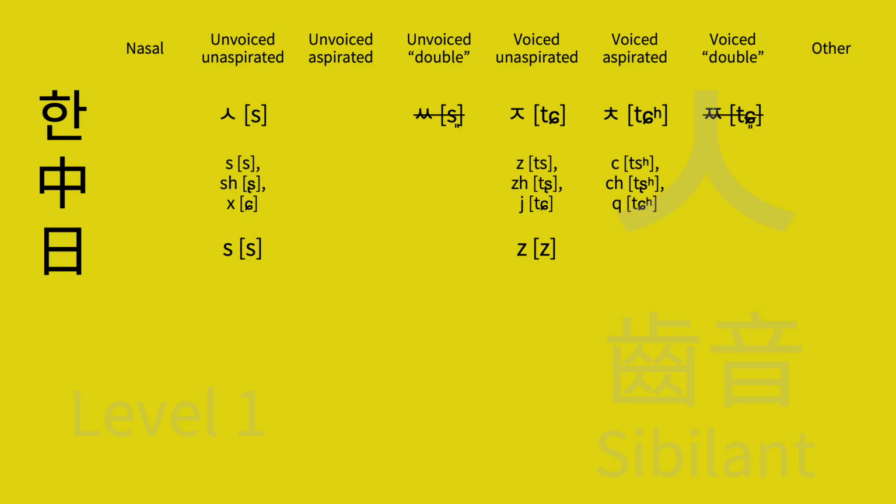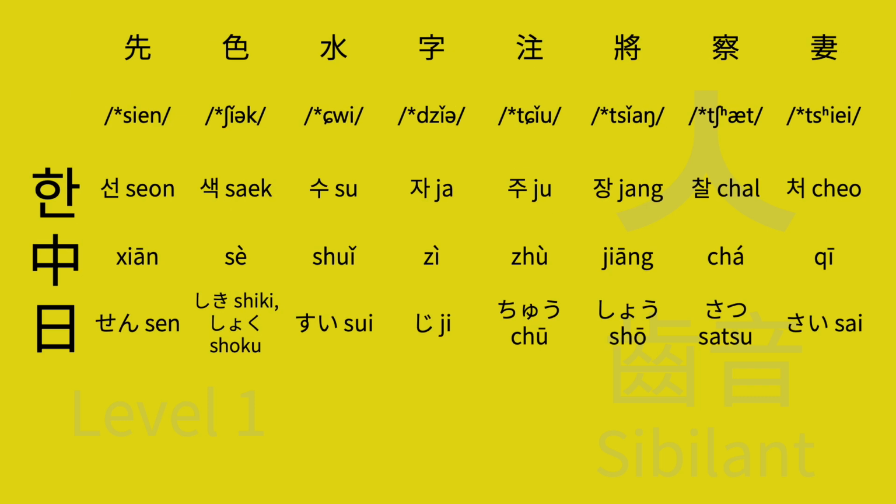For Korean, we have s, j, ch. For Mandarin, we have s, sh, sh, ts, ch, ts, ts, ch, and ts. For Japanese, we have s and z. Here are some characters within this group.